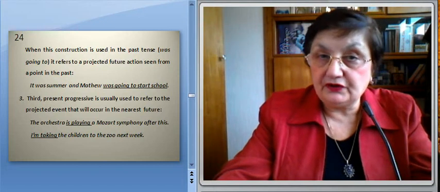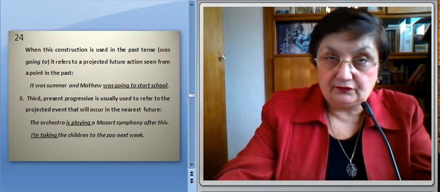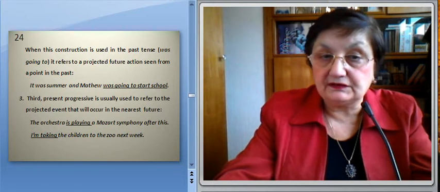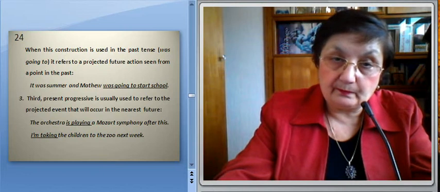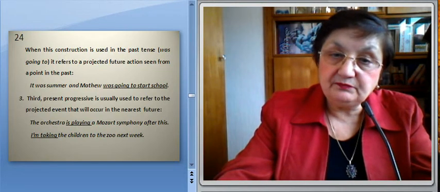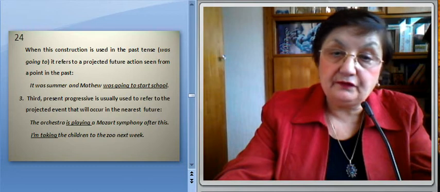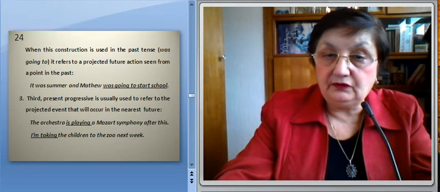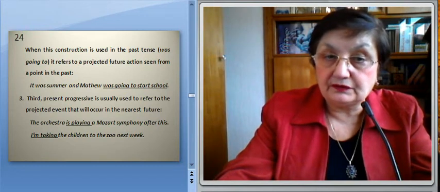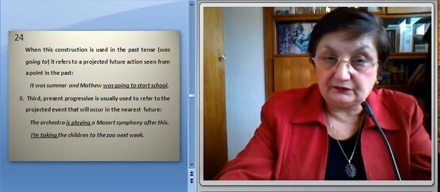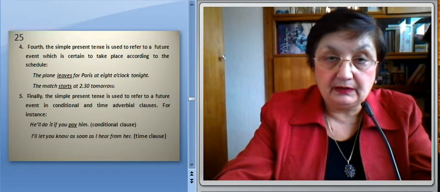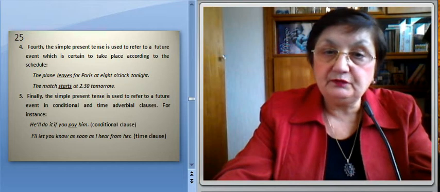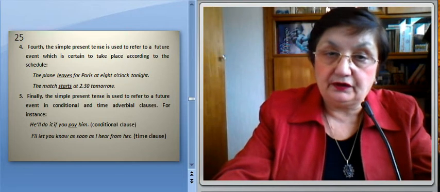Third, the present progressive is usually used to refer to the projected event that will occur in the nearest future. For instance, the orchestra is playing a Mozart symphony after this, or I'm taking the children to the zoo next week. Fourth, the simple present tense is used to refer to a future event which is certain to take place according to the schedule. For instance, the plane leaves for Paris at 8 o'clock tomorrow, or the match starts at 2:30 tomorrow.